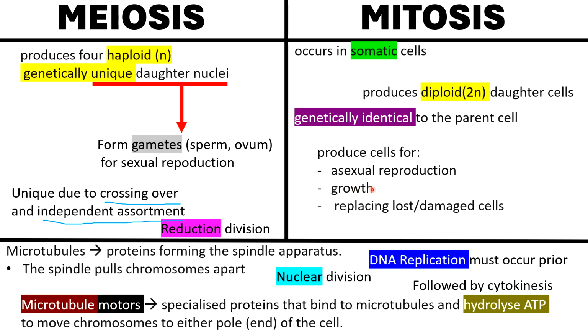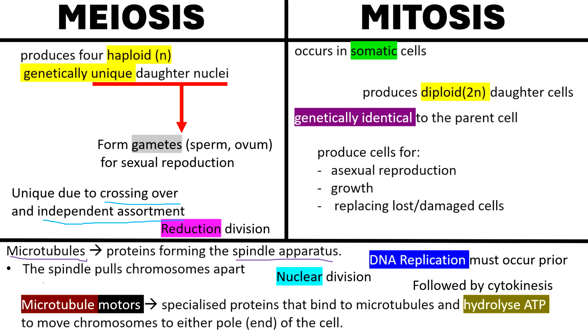Cells for growth. So when you're growing up in puberty, your cells are reproducing via mitosis, okay, and replacing lost or damaged cells. Now, what are the similarities? In both of these processes, microtubules will be involved, which are the proteins forming the spindle fibers or the spindle apparatus, okay?